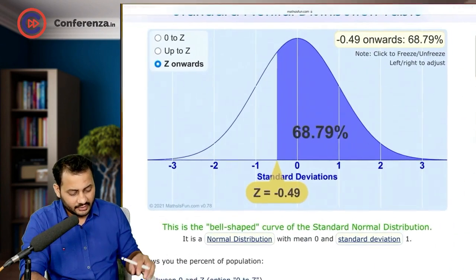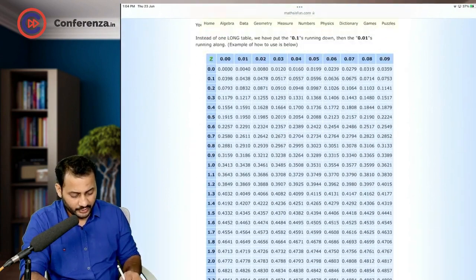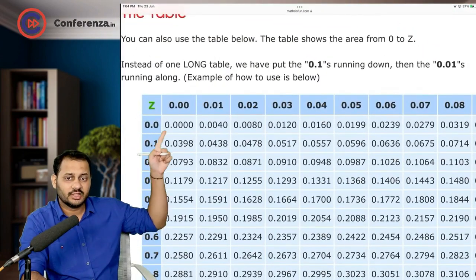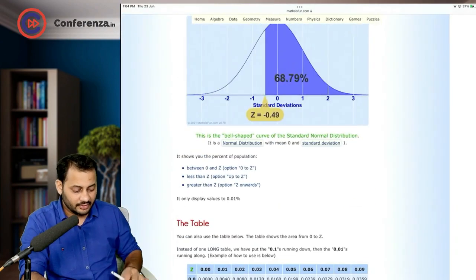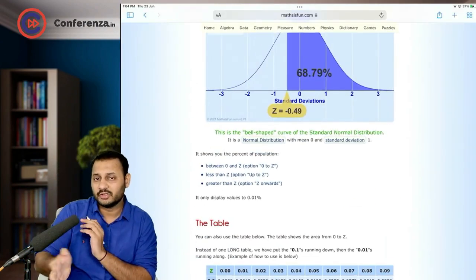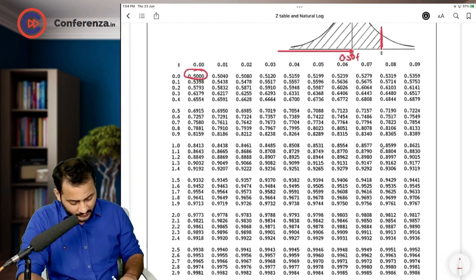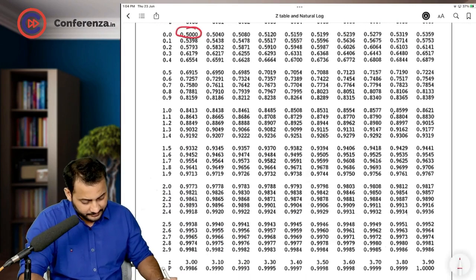Or if we take the normal table, not the cumulative one, then this 0 will start from 0 only. You can see it here. At that time it does not take the entire 50% of the other side. Okay, that's cool. Now let's find out some basic figures.